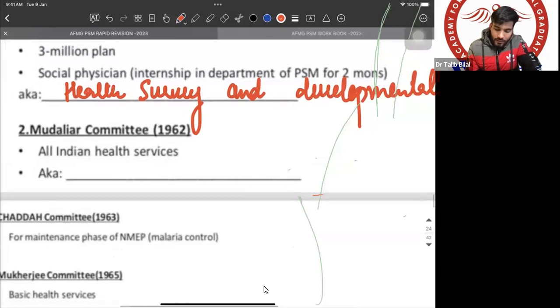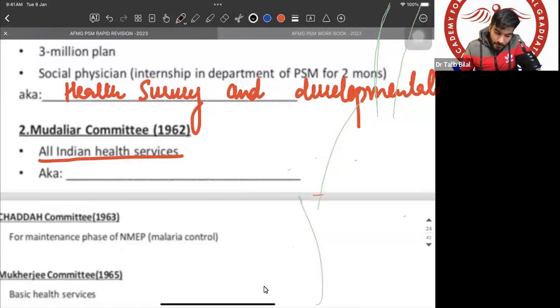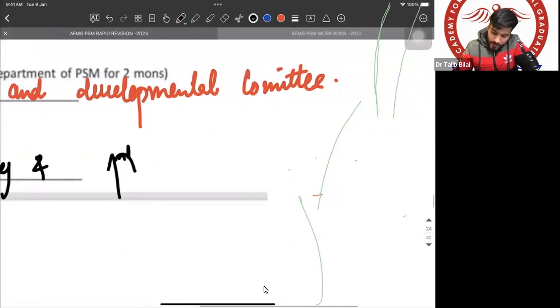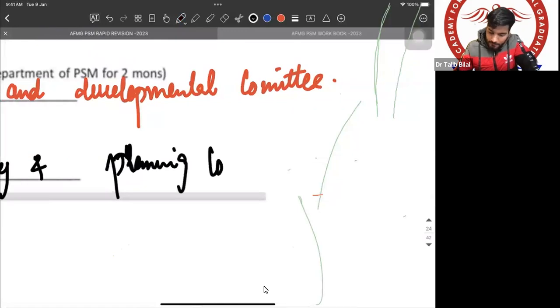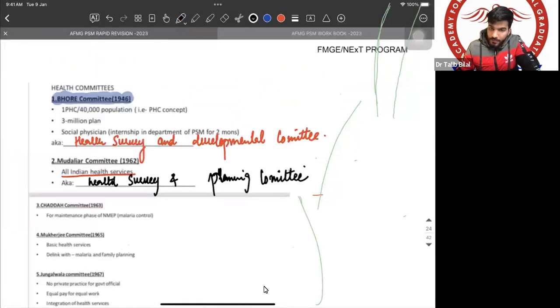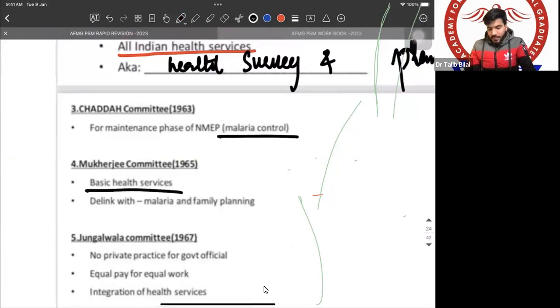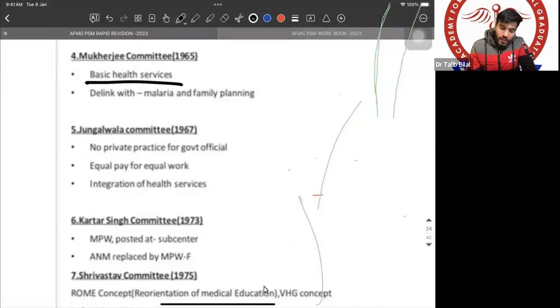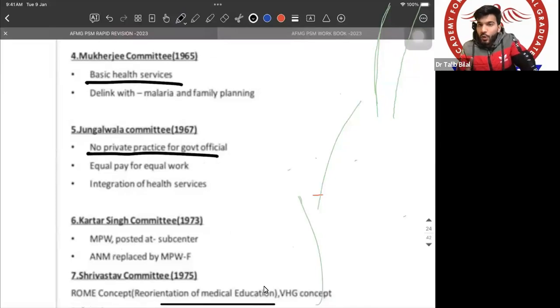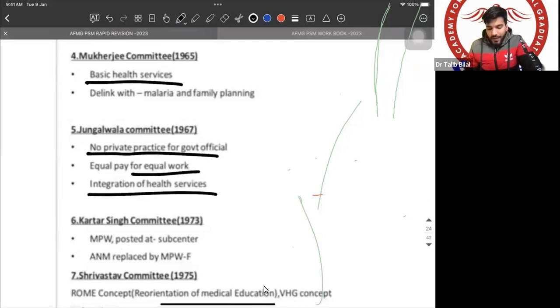Then the Mudaliar Committee, guys, was related to All India Health Services, and it's also known as the Health Survey and Planning Committee. Then we have the Chadha Committee, malaria. The Mukherjee Committee gave basic health services. The Jungalwala Committee: no private practice for government officials, equal pay for equal work, and integration of health services.